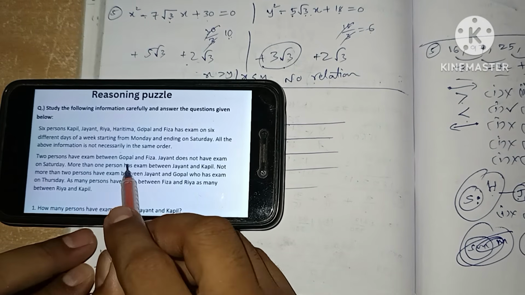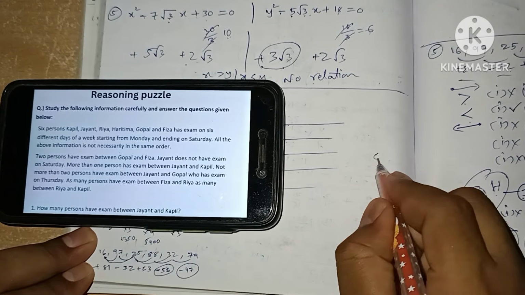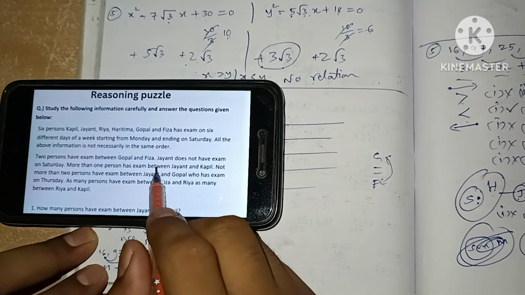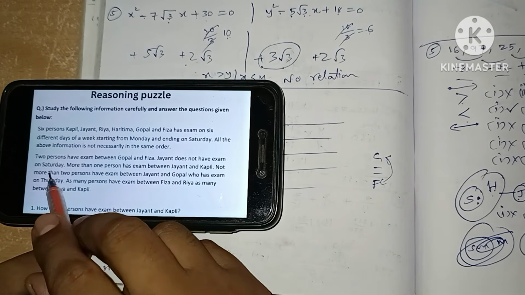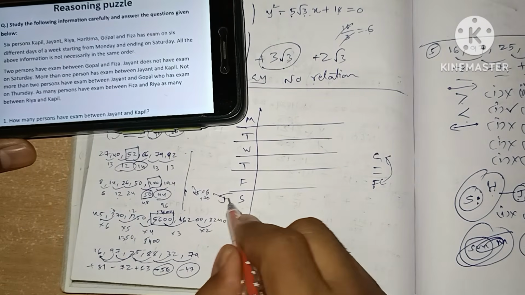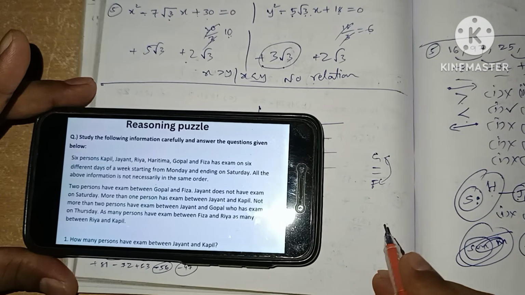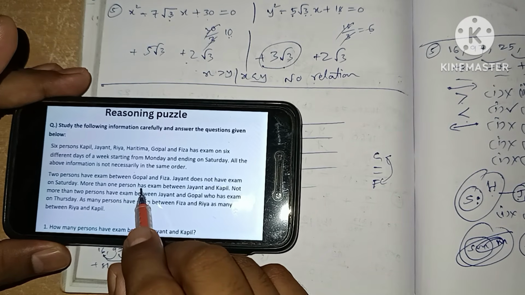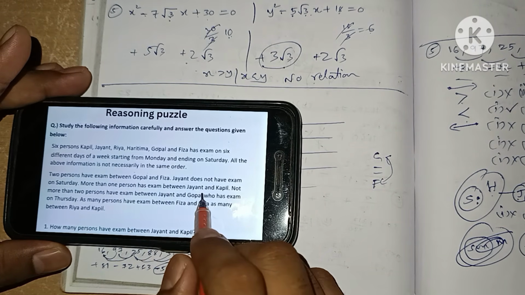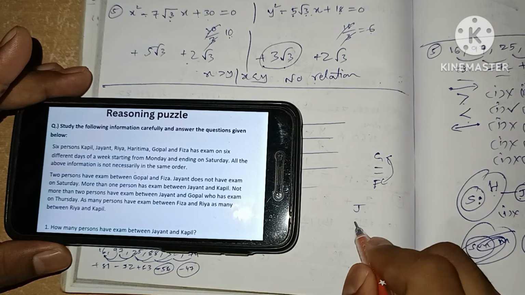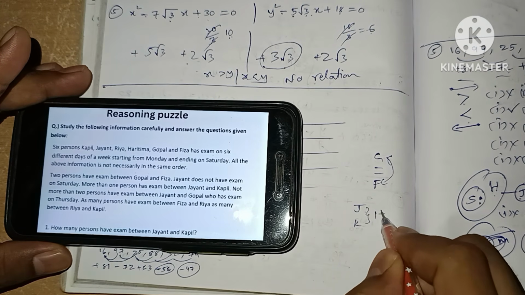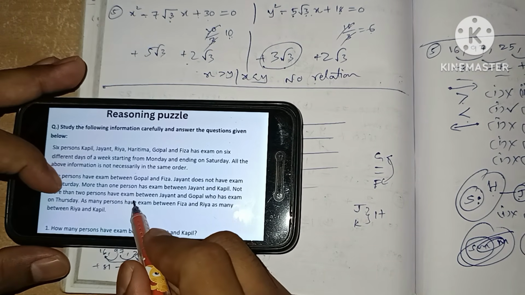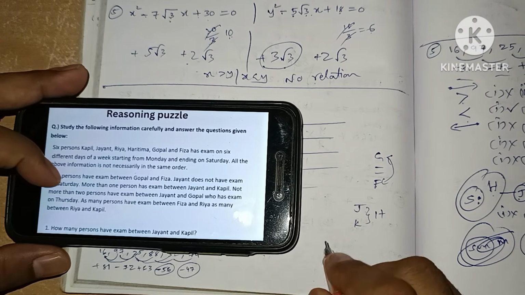Two persons have exam between Gopal and Fiza. Gopal and Fiza, in between there are two people. Jayant does not have exam on Saturday. Next, more than one person has exam between Jayant and Kapil. Jayant and Kapil, in between more than one person has exam. Not more than two people have exam between Jayant and Gopal.